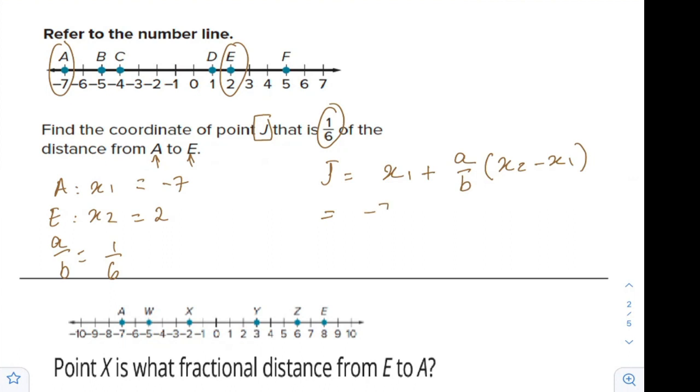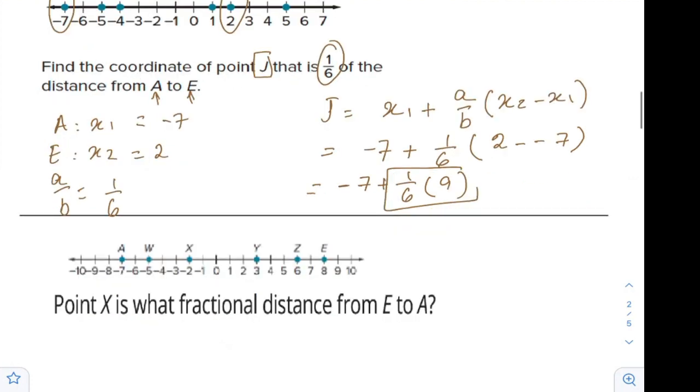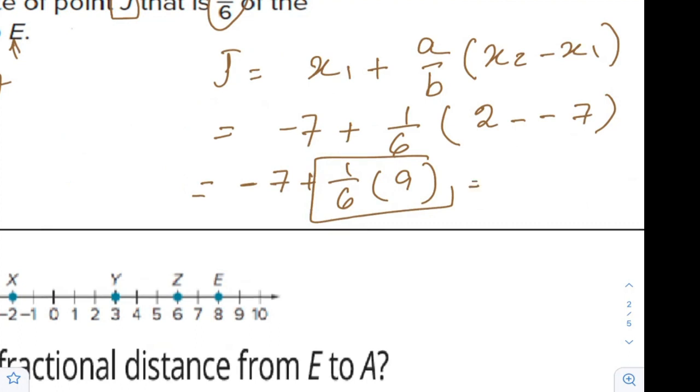So x1 plus A over B. You have to be very careful. x2 minus x1, so 2 minus 7. So equals -7 plus 1/6, 2 plus 7, which is 9. Multiply first, even if you have a fraction. So it will be -7 plus 9/6.